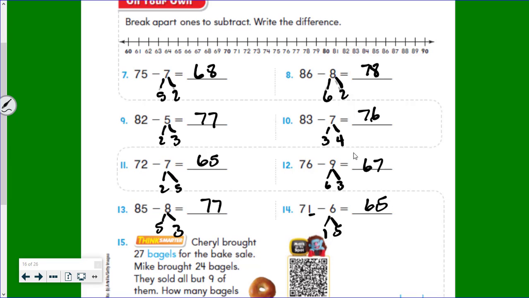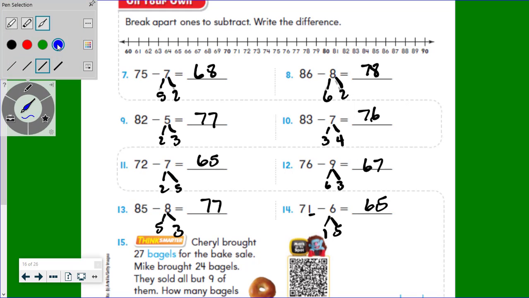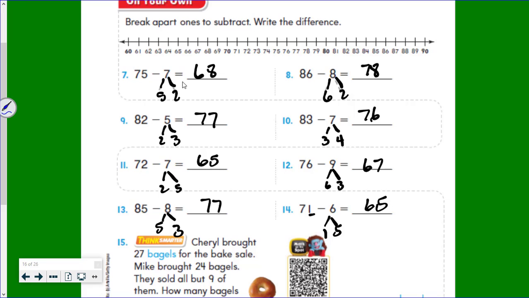All right, it's check paper time. Here we go. So I'm going to switch colors just in case I need to write anything. All right, so for this first one, I came up with 5, 2, and then we got 68. And then we got 6, 2 here. 78 was the answer. We got 2 plus 3 equals 5 here, and then 77 was the answer. 3 and 4 here, and then 76 was the answer.